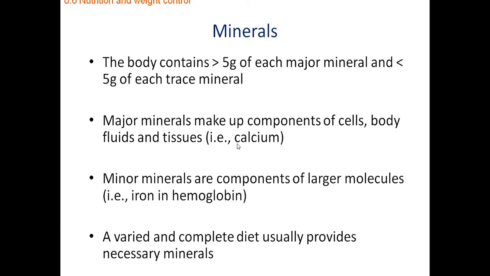So major minerals help make up the cells, your blood, things in the tissue. Okay, so like calcium. And then minor minerals are components of larger molecules. So like iron, we only need a small amount of iron, but we need it because it's the part of the hemoglobin that carries the oxygen. Usually if you have a complete and varied diet, you get all the necessary minerals out of your diet.